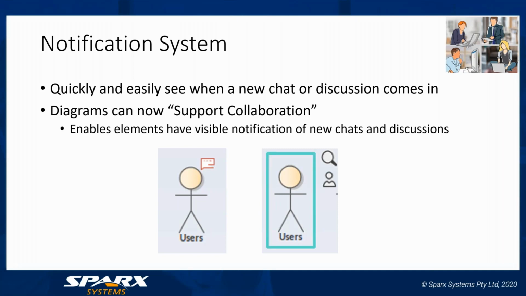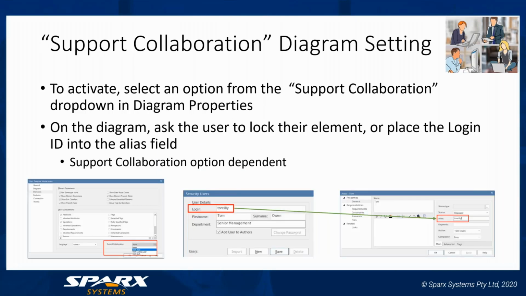So this can be set up using the support collaboration option, which is a new diagram properties option, and enables the elements to have a visual notification when new chats and discussions arrive. So to set that up, all we do is just go into the diagram properties. We select the elements part of that properties page, and you'll notice down here we have the support collaboration box with options to collaborate against an alias, against a lock-in user, or both.